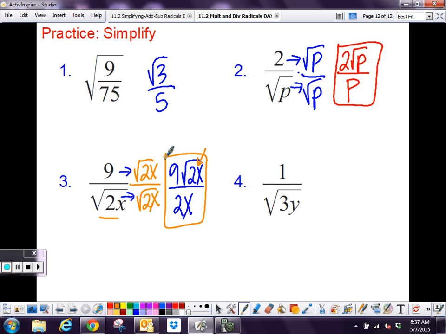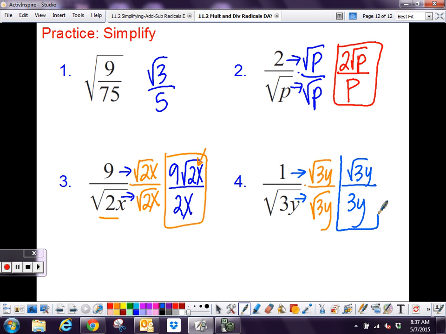So notice some of these do not take very long. That first one that we did took a long time. Okay, number 4, I need to multiply this by the square root of 3y over the square root of 3y. And I'm going to multiply straight across. So on the bottom, the square root of 3y times square root of 3y is going to leave me with 3y. So there we go.